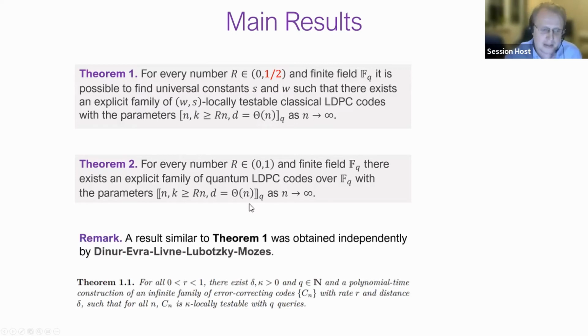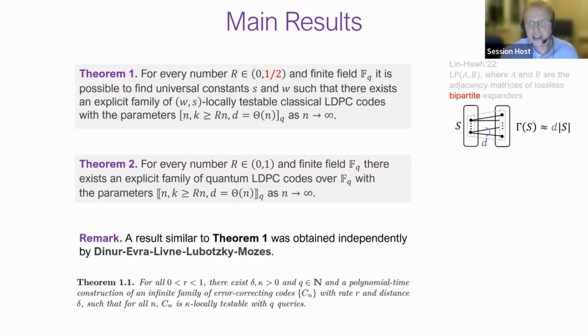And I should also say that this result regarding locally testable codes was also independently obtained by Dinur et al. And they managed to construct codes with a rate arbitrarily close to 1. So in our case, it is only 1/2.